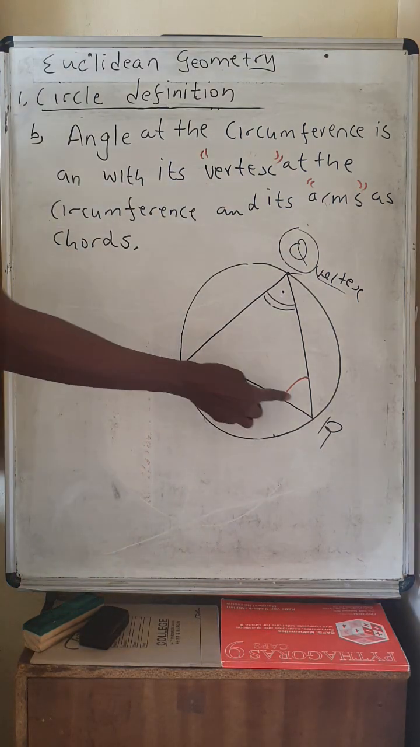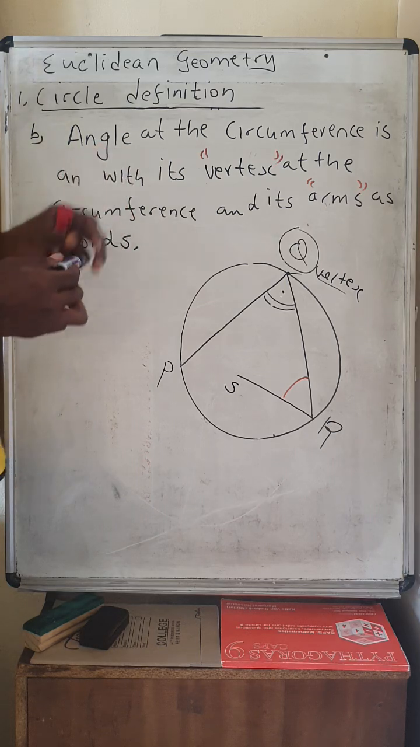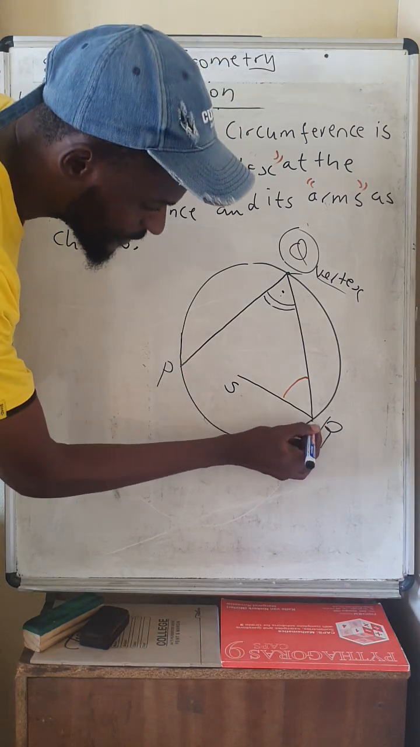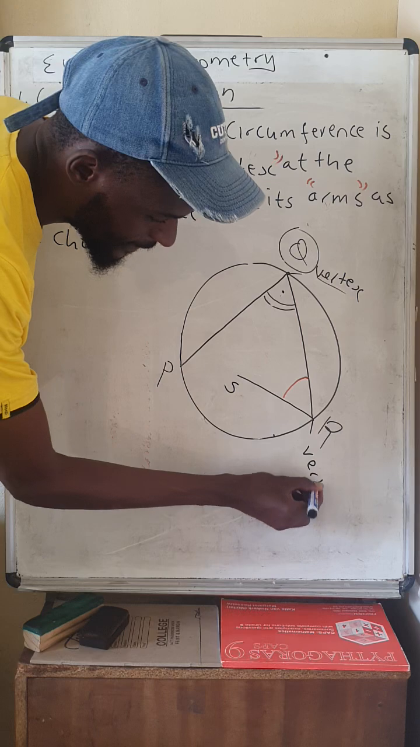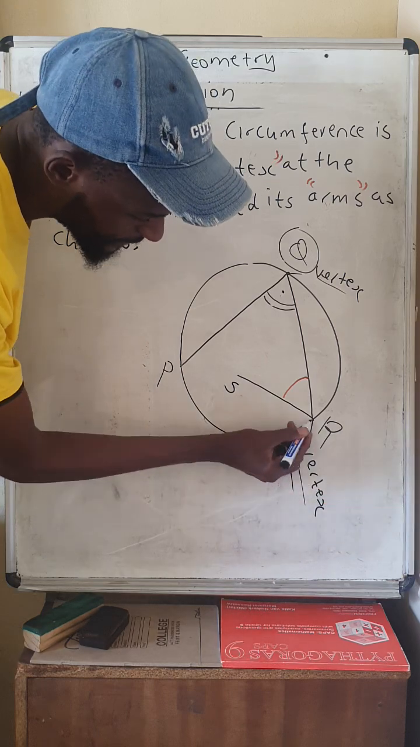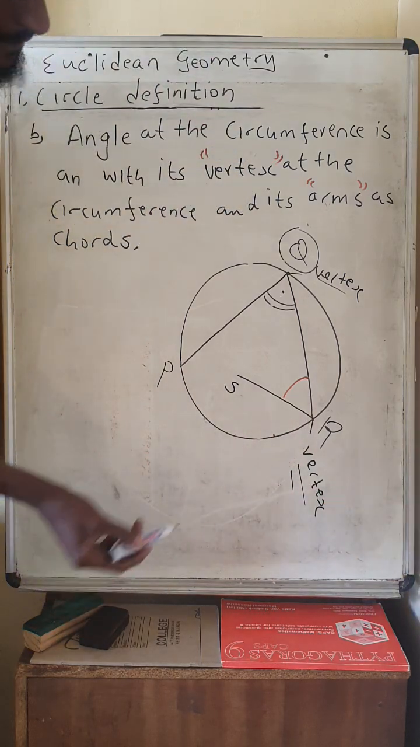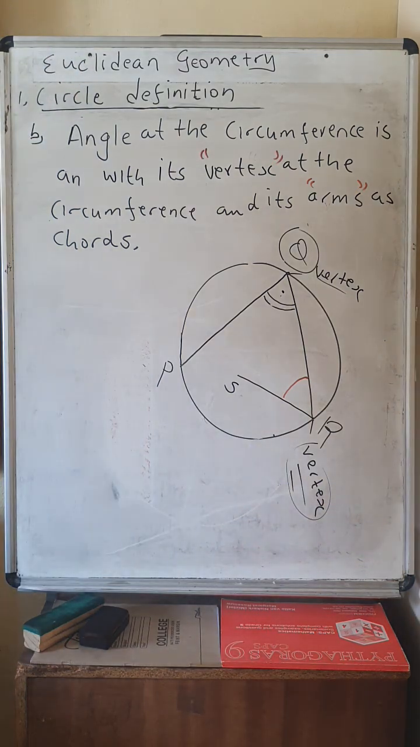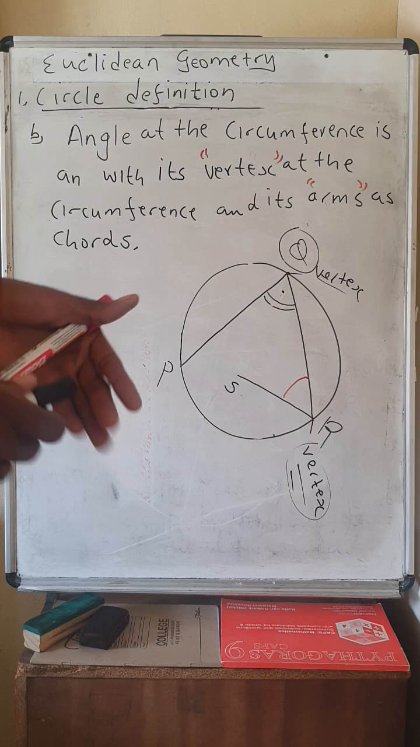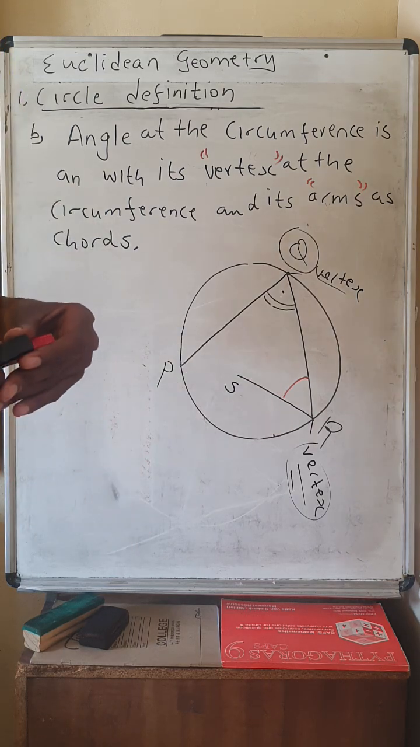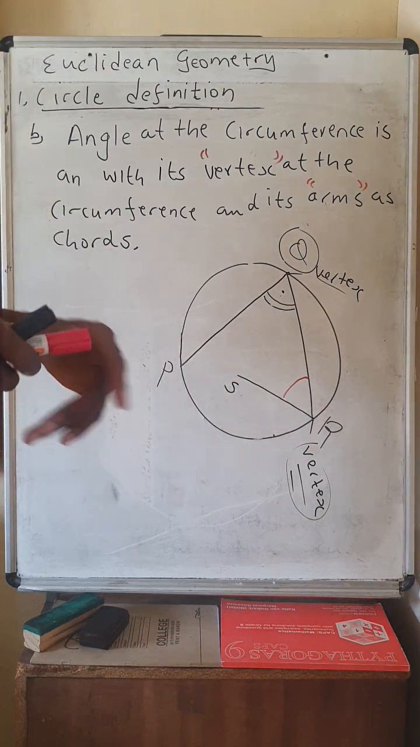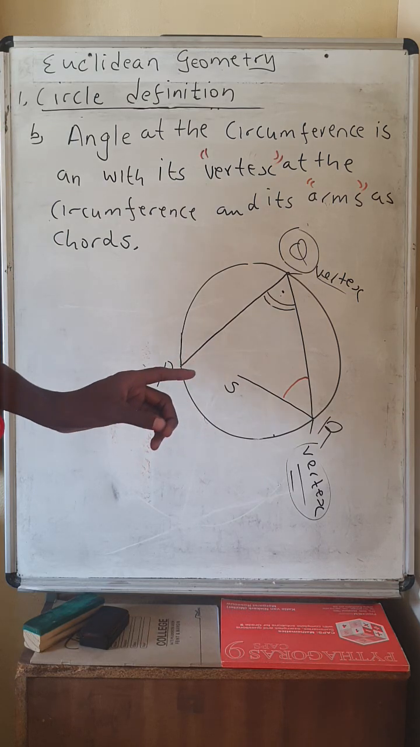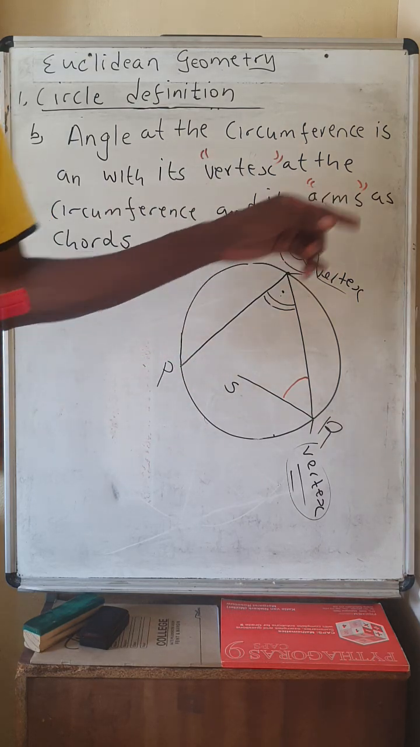But if we go to angle R, is the vertex of angle R at the circumference? Yes, the vertex is at the circumference. You can see here's the vertex, the corner of the angle. The vertex is at the circumference. The first condition is met. Let us go to the second condition, the arms.